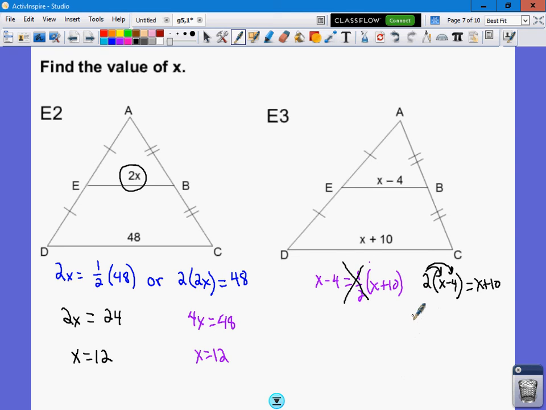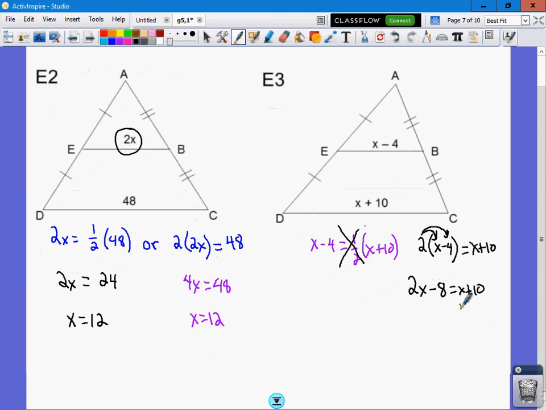2 times x is 2x. 2 times the -4, -8. I'm going to subtract x from both sides, leaving me with x minus 8 equals 10. And I'm going to add 8 to both sides, giving me x equals 18. When you're working with things that are geometric, you can usually plug things back in to see if your answer is reasonable or not. And I would encourage you to get in the habit of doing that.